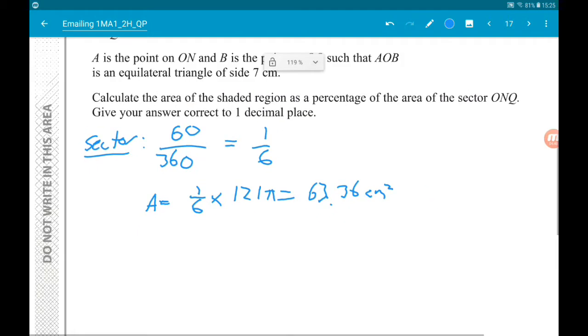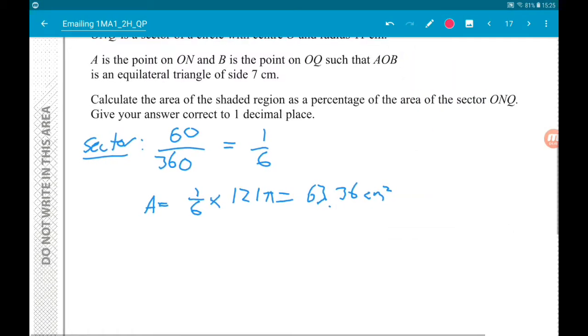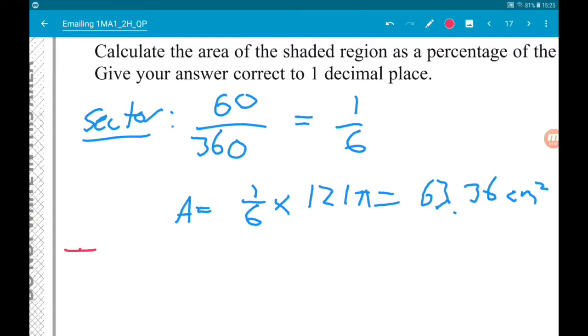Okay, so that's the area of the sector. Let's now do the triangle. Area of a triangle is base times height divided by 2. Problem is, we don't know the height of the triangle. We could work it out using trig or Pythagoras, but we don't need to. There is another way to work out the area of a triangle.